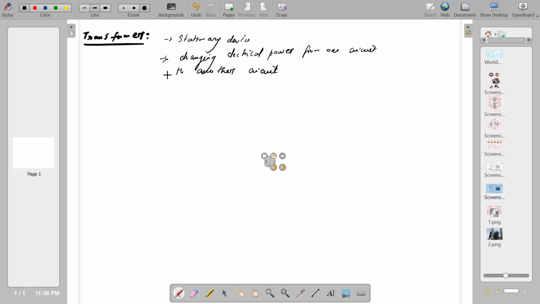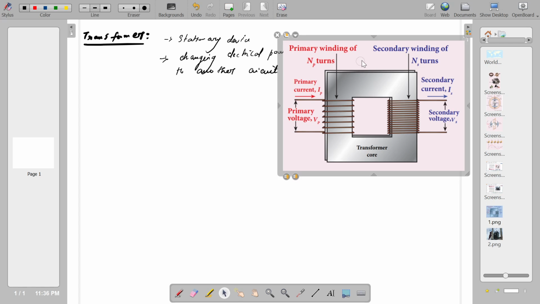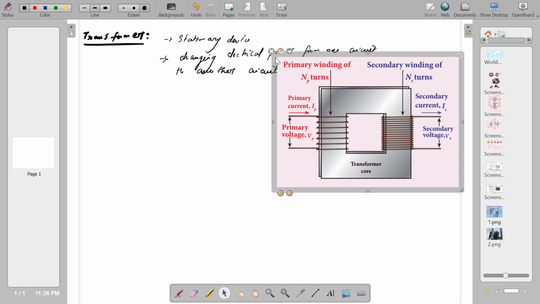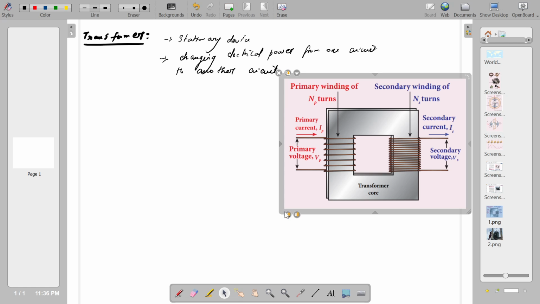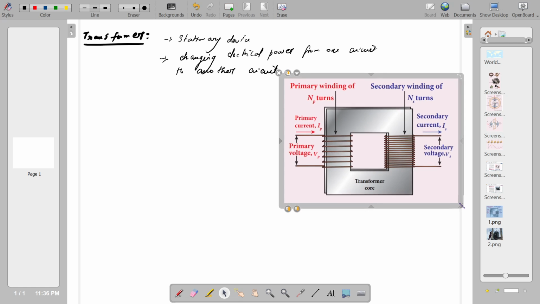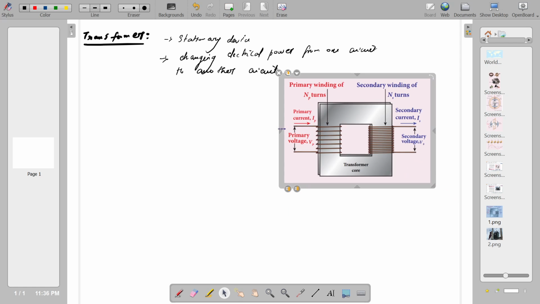So it will transform the alternating current with the low voltage into high voltage from one circuit to another circuit. Then you can call this a step up transformer, because usually the transformer has two coils. If you look at this diagram here, it has two coils. This is the primary coil, the first coil. This is the secondary coil. There is a core, the transformer core. So this setup is called a transformer.